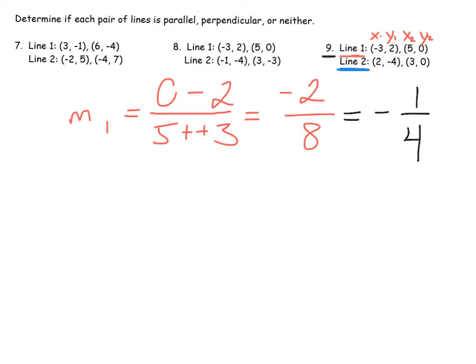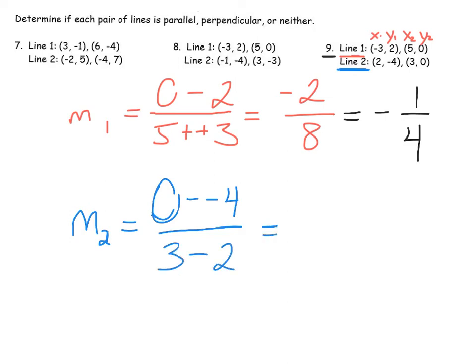Okay, and then let's take a look at the slope of line 2. So I know if I get negative 1 over 4, my lines will be parallel. So let's check it out. Looks like I'm going to have 0 minus negative 4 over 3 minus 2. So it looks like in my numerator, the top part of my ratio, I'm going to end up with positive 4, 0 plus 4, over 1. So it looks like my final slope is going to be 4, or we can just keep it as 4 over 1. So I know my rise is 4, my run is 1.